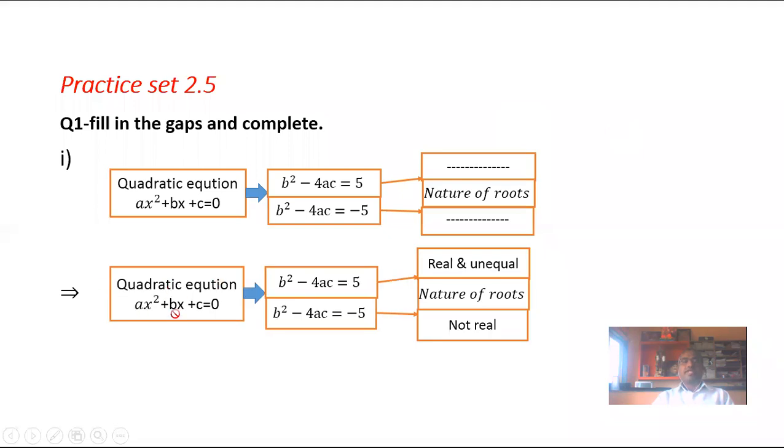Quadratic equation ax square plus bx plus c is equal to 0, b square minus 4ac is equal to 5. The nature of roots is real and unequal. When b square minus 4ac is equal to minus 5, a negative number, then the nature of roots is not real. This is the answer. Write down.